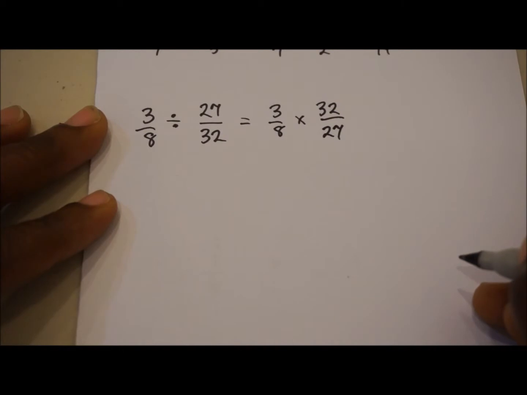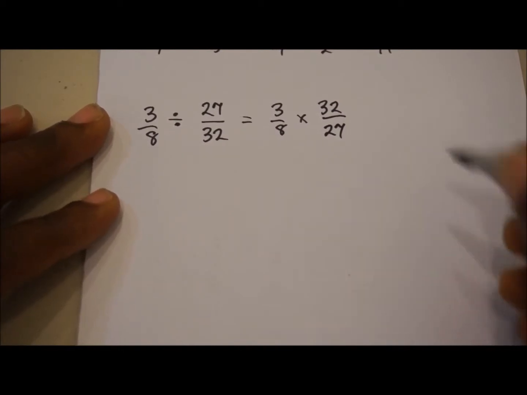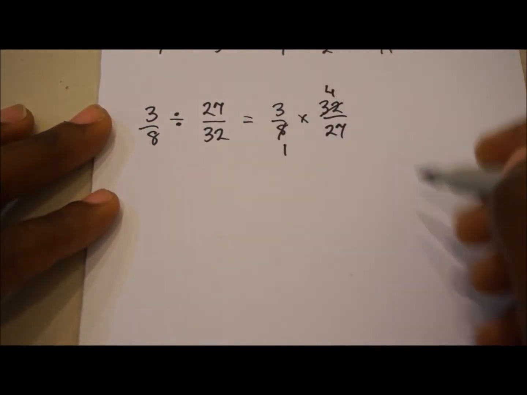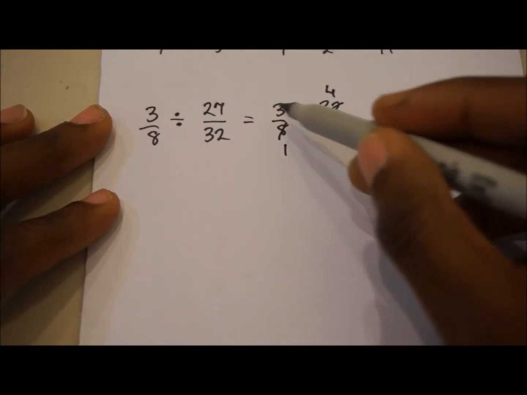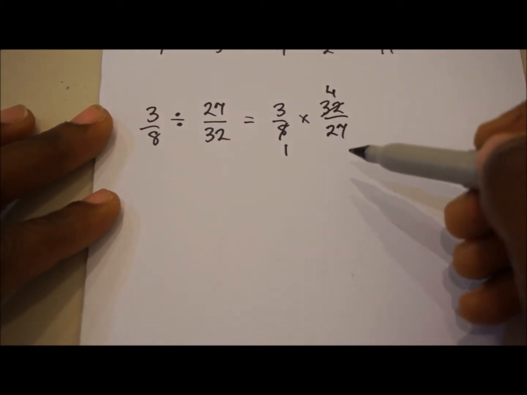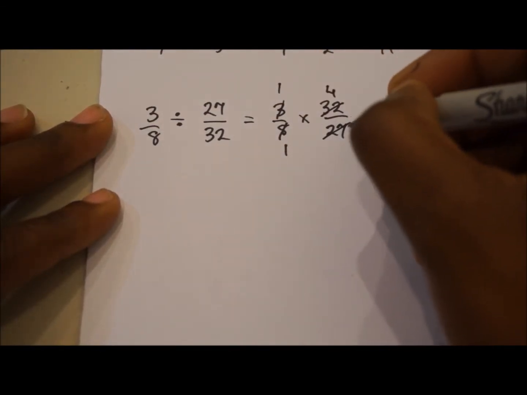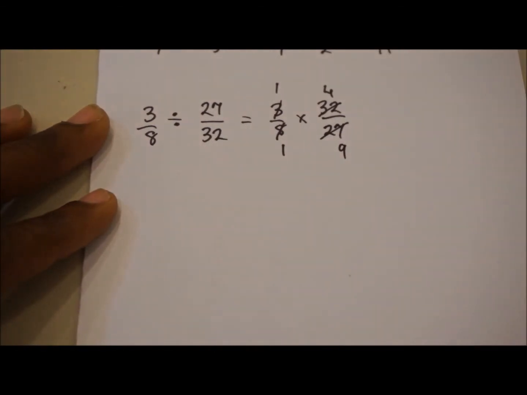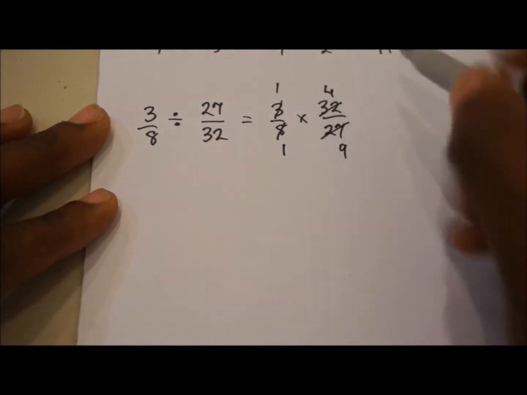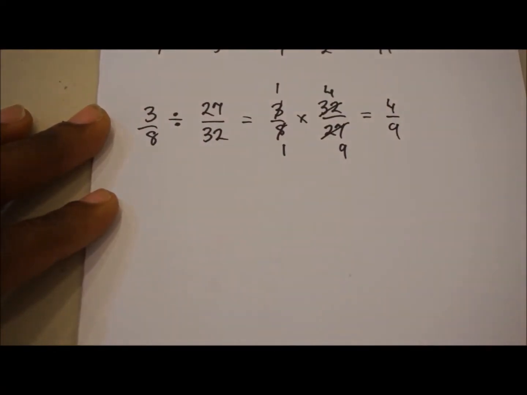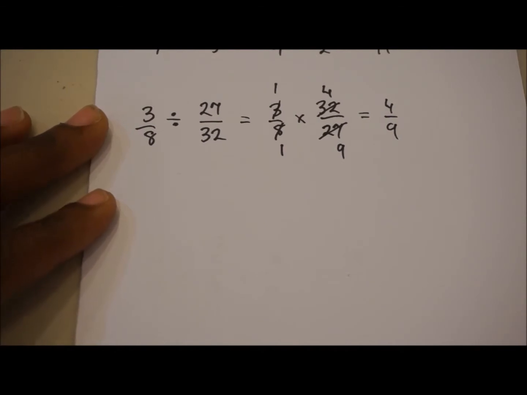In my multiplication problem, remember what can happen. I need to cancel as much as I can. Notice 8 and 32 have something in common. Both of them can be divided by 8. 8 into 8 goes once, 8 into 32 goes 4 times. Same thing with the 3 and the 27. Both 3 and 27 belong to the timetables of 3, so both of them can be divided by 3. 3 into 3 goes once, 3 into 27 goes 9 times. Nothing else can be cancelled, so I multiply 1 times 4 gives me 4. And 1 times 9 gives me 9. So 3/8 divided by 27/32 is 4/9.